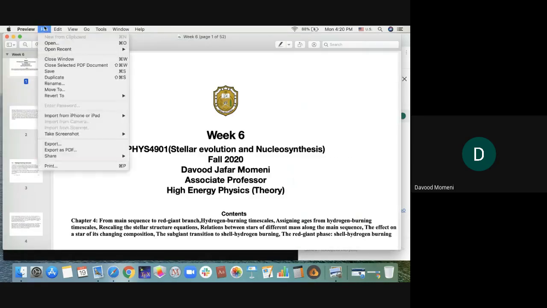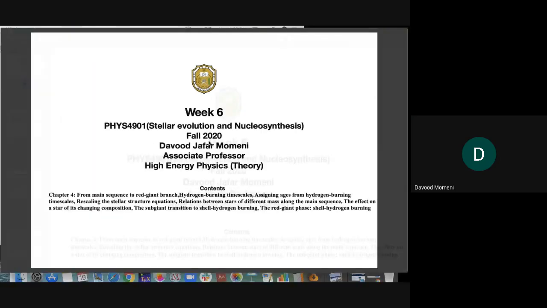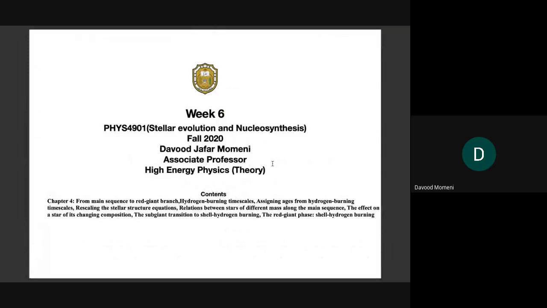So we started the chapter 4. Chapter 4 is only about the main sequence stars, about the hydrogen burning process and how we can estimate the age from the time scale of hydrogen burning. And there is an important section of the chapter that will talk about the scaling technique to study the stellar evolution coefficients.